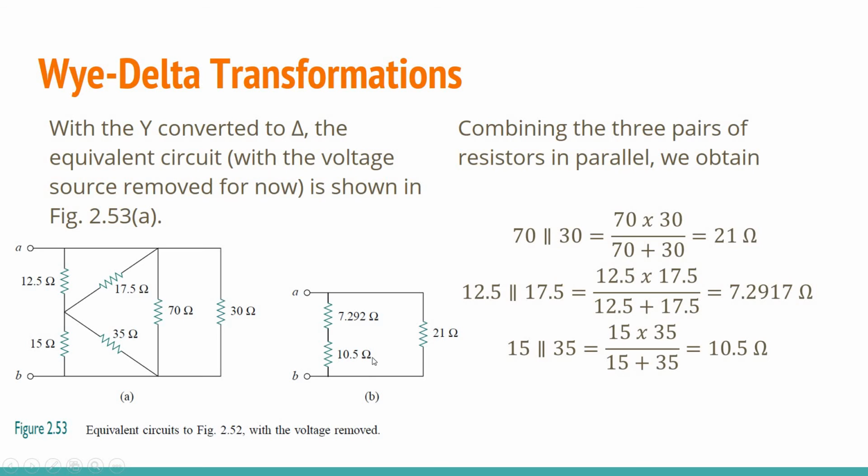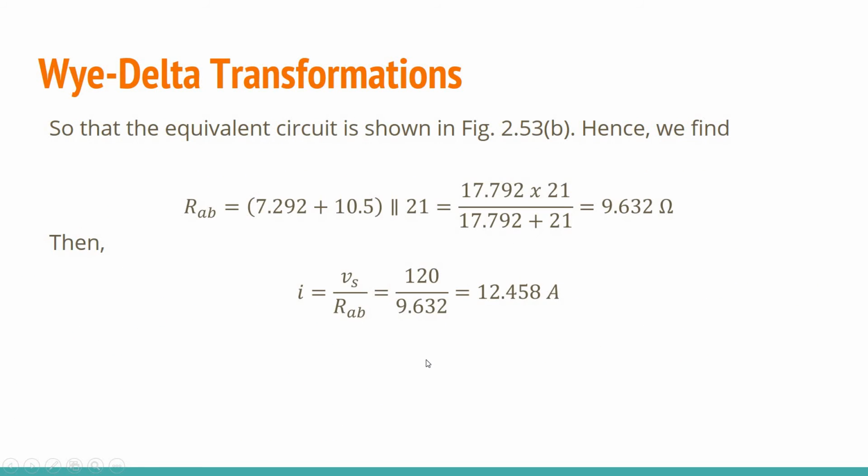In figure 2.53b, the 7.292 ohms and 10.5 ohms are in series. So we add them up to get the equivalent resistance of that branch, and then put it in parallel with 21 ohms. So 7.292 plus 10.5 ohms in parallel with 21 ohms. The equivalent resistance RAB is equal to 9.632 ohms.